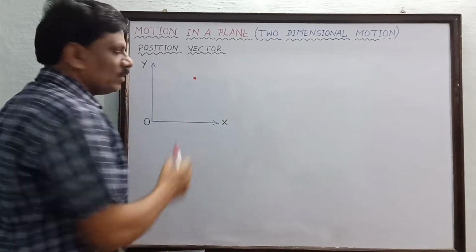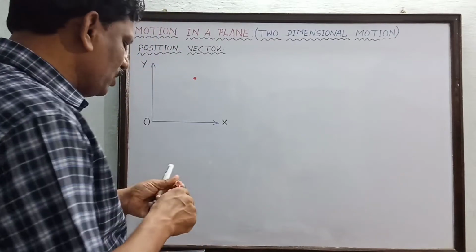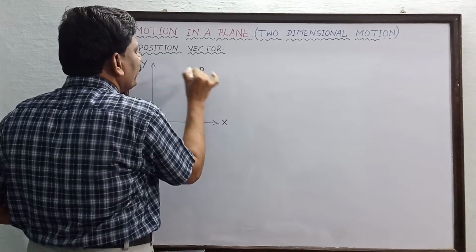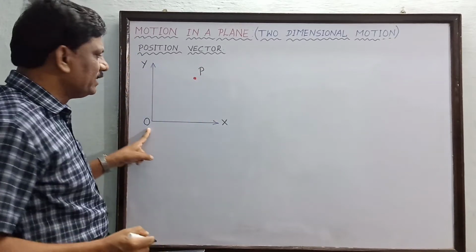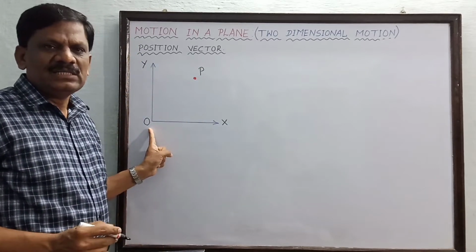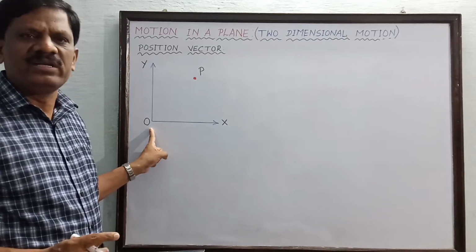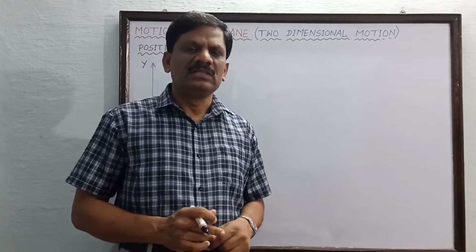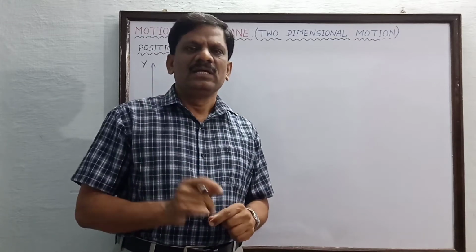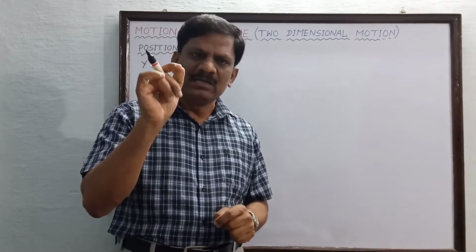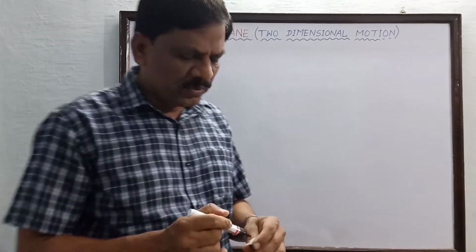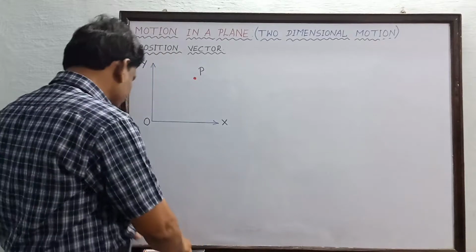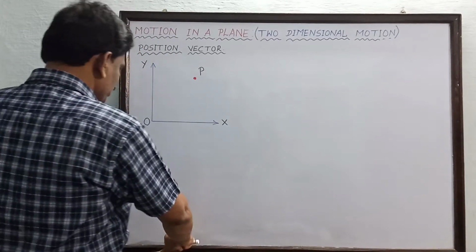So the particle is taken to be at a position P. So this is the position P, and O is the observing point, that is the reference point called the origin. With reference to the origin, the particle is located at a point P. Now I am going to join the origin and the position of the particle. So I am going to join these two.